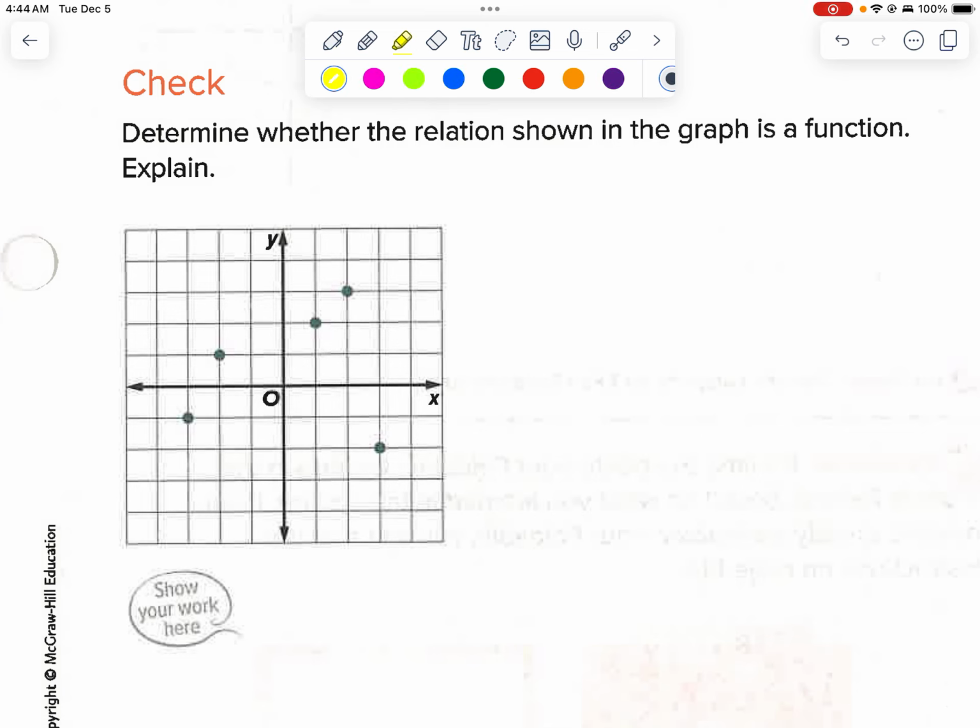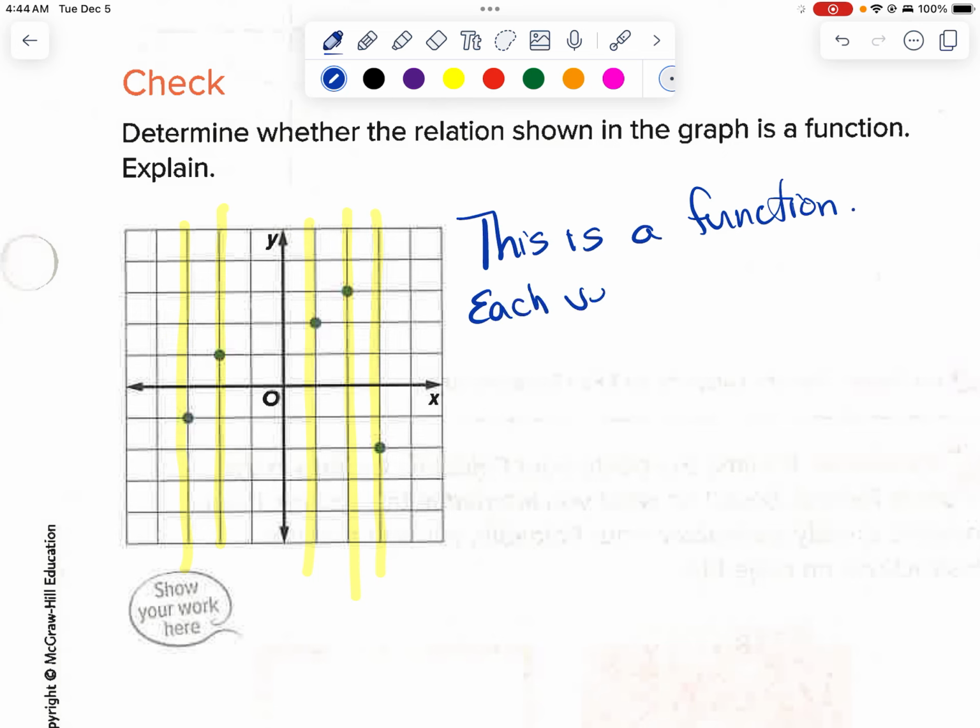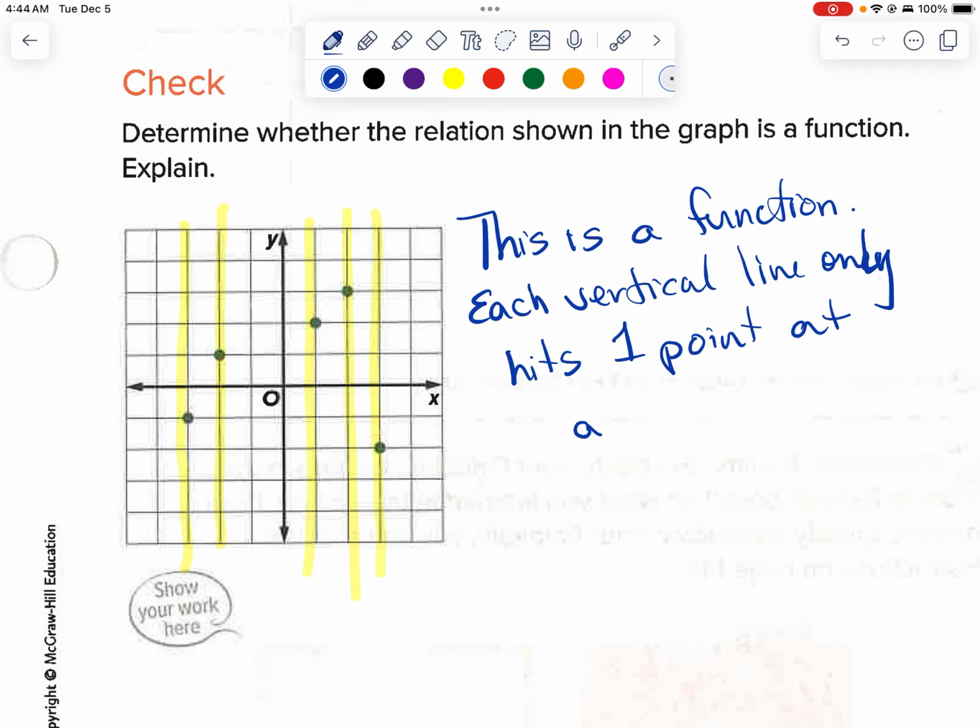So let's try it here. So I go here, here, here, here, here. Okay? It doesn't hit more than once. So this is a function. Each vertical line only hits 1 point at a time.